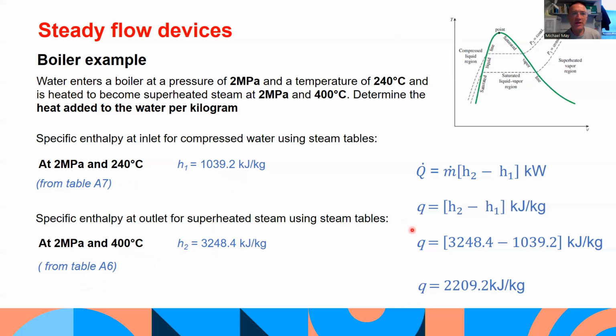We're asked to express this heat added per kilogram, so we can drop the mass flow rate in here and just deal with specific enthalpy. And the value is 2209.2 kilojoules per kilogram.